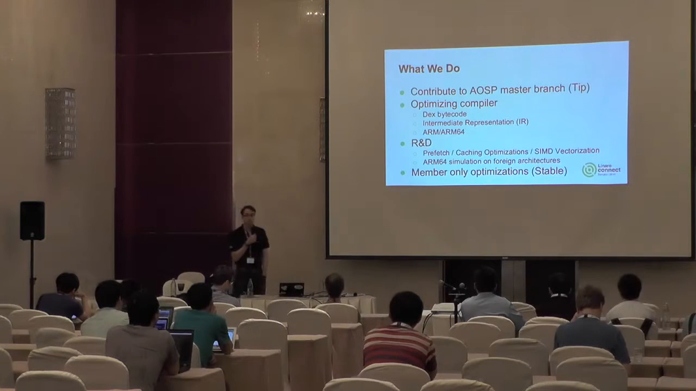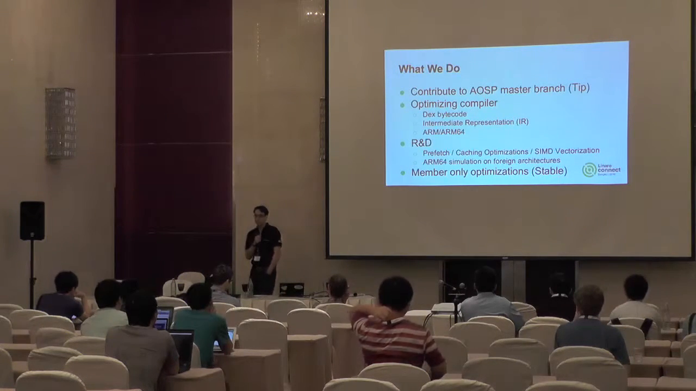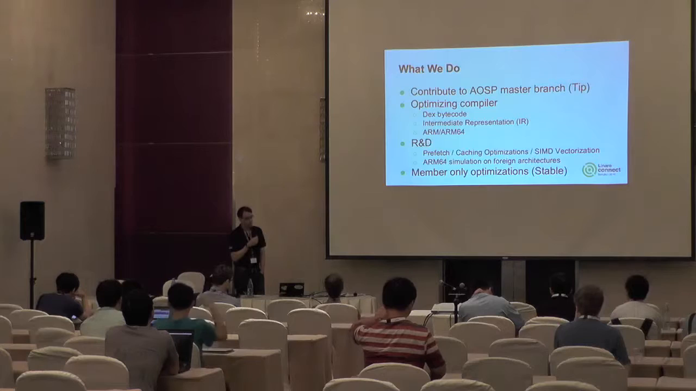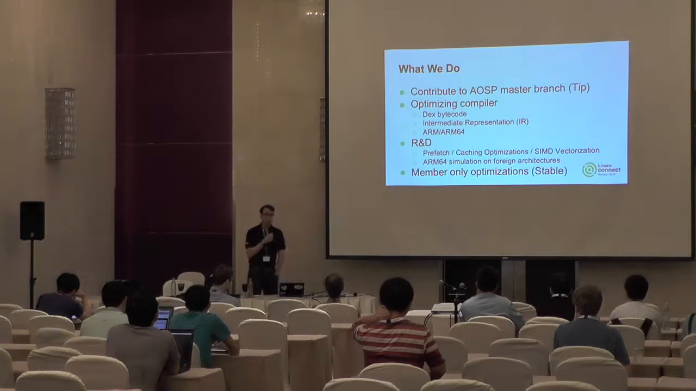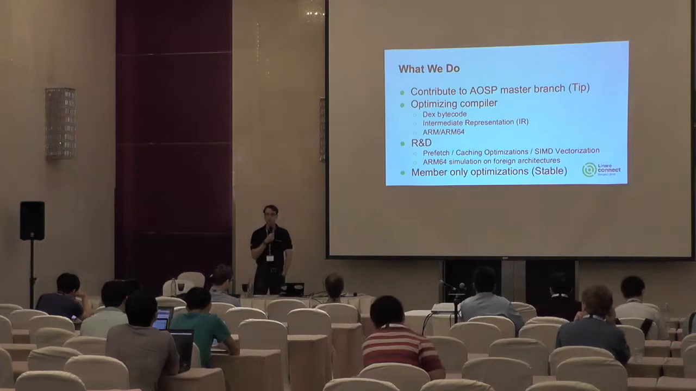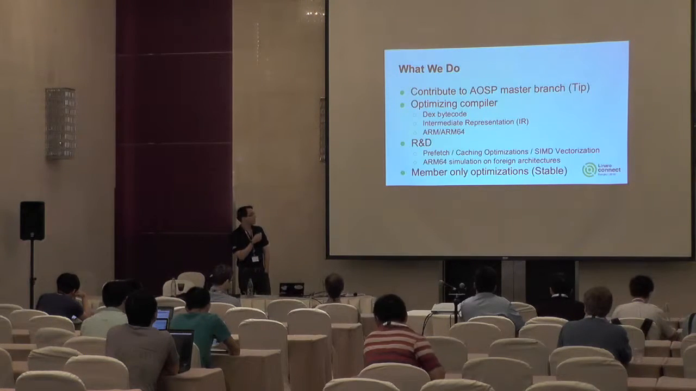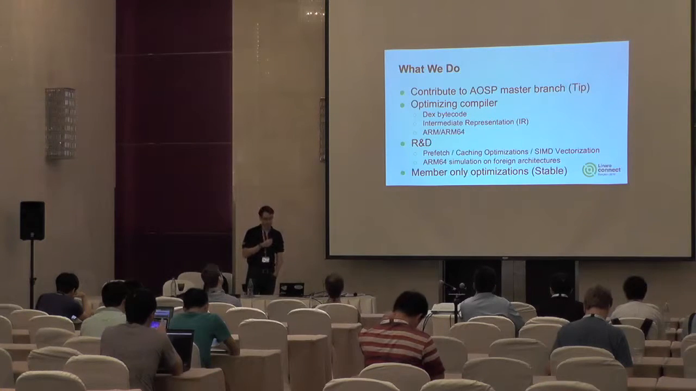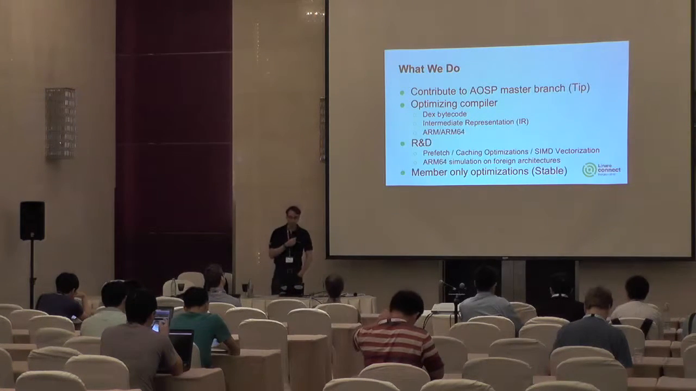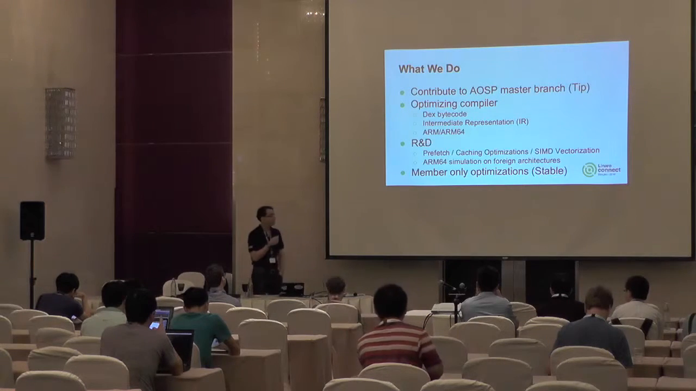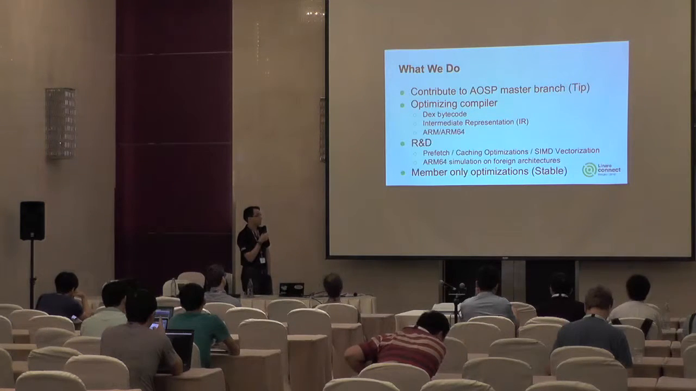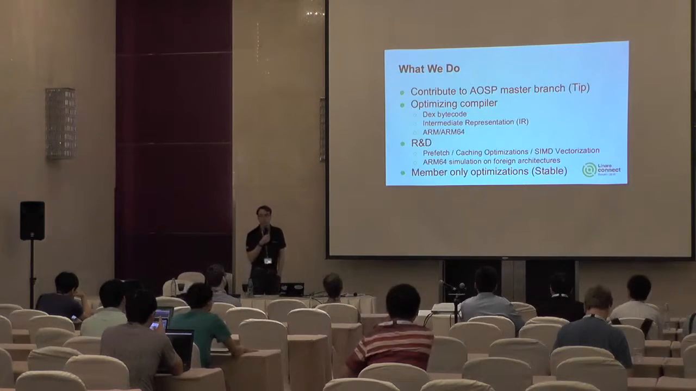We also do some R&D. There's a reasonable amount of low-hanging fruit in the compiler and in ART right now, but it's slowly disappearing. So we're also looking ahead at what optimizations we might do in the future. Recently, we've looked at prefetch and caching optimizations, SIMD vectorization, and also considering ARM64 simulation on foreign architectures. We also perform member-only optimizations, which we apply to the stable tree, so current versions of Marshmallow at the time we're recording.